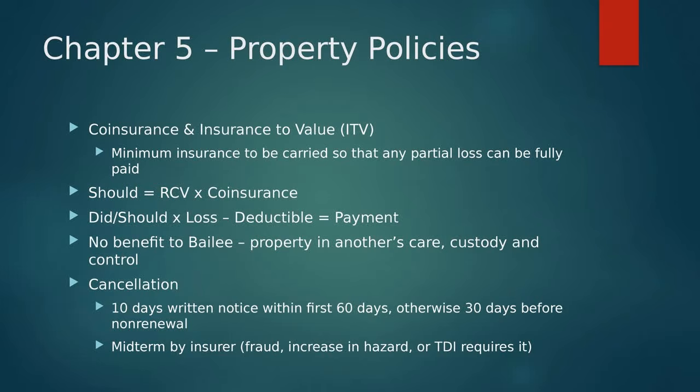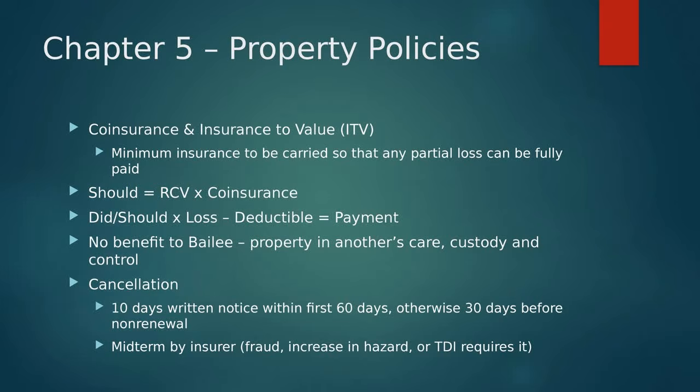Now, question 5. The insured purchased $100,000 of insurance on a building with a replacement cost of $250,000. The policy has a minimum coinsurance requirement of 80% and a $1,000 deductible. If the insured had a $120,000 loss, how much will the company pay? So this is not the proper amount of insurance, but we can figure that out real quick. How much insurance should this insured have had?